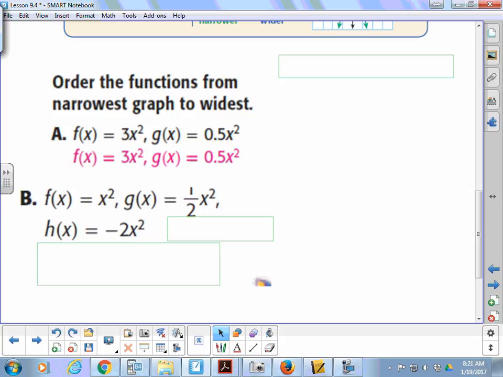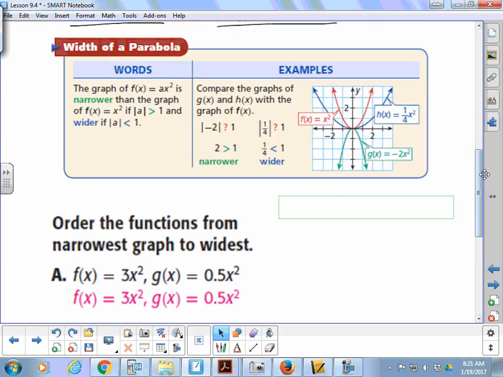Looking at transforming quadratic functions. All right, we know that when a is positive, it opens up. When a is negative, it opens down. And when the absolute value of a is greater than 1, it's narrower than x squared. And when it's wider than x squared, we know that the absolute value of a is less than 1.